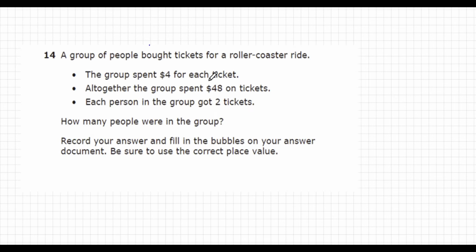Question number 14. A group of people bought tickets for a roller coaster ride. The group spent $4 for each ticket. Altogether, the group spent $48 on tickets. Each person in the group got 2 tickets. How many people were in the group?